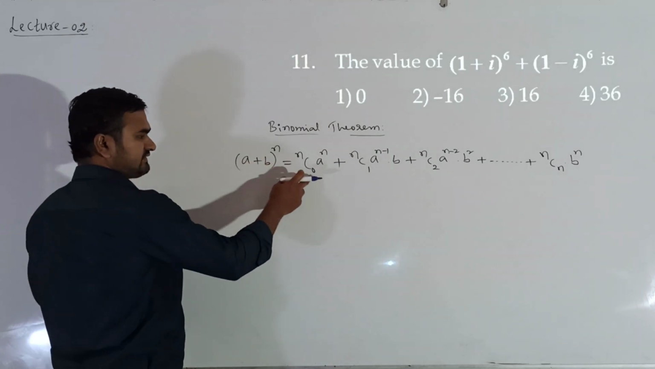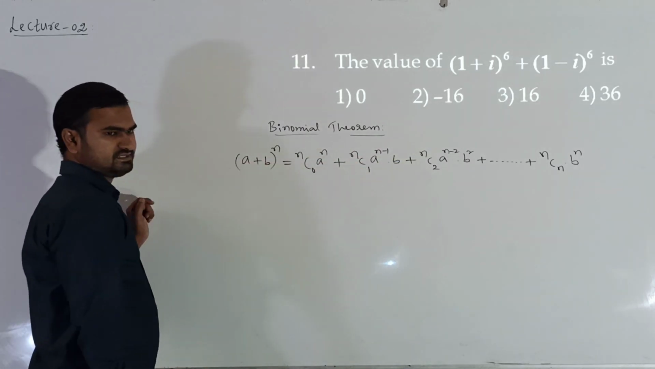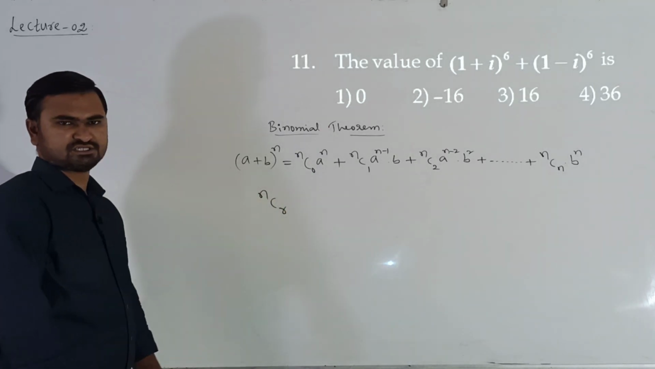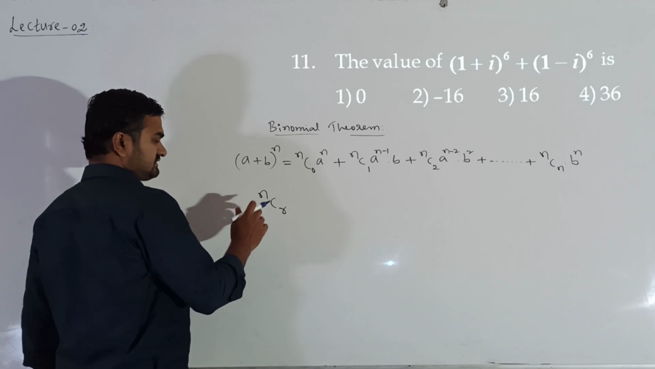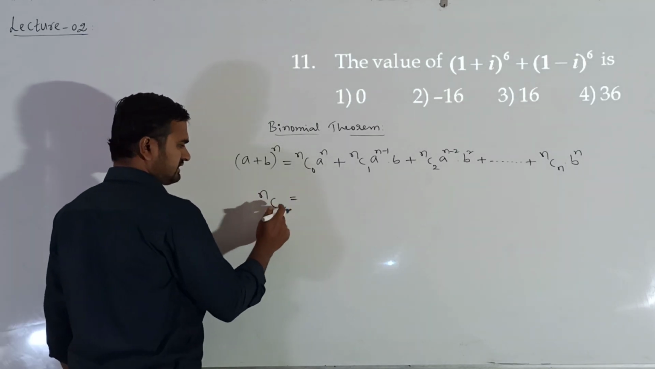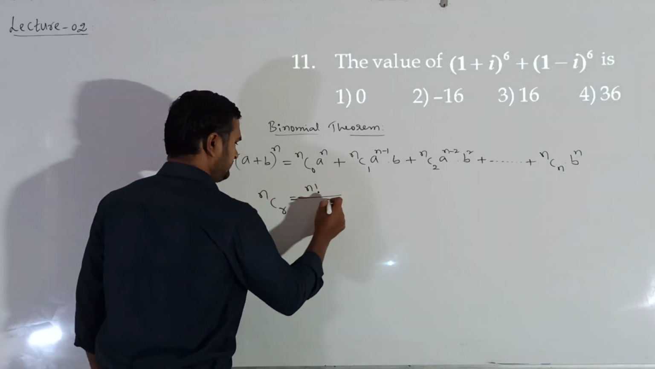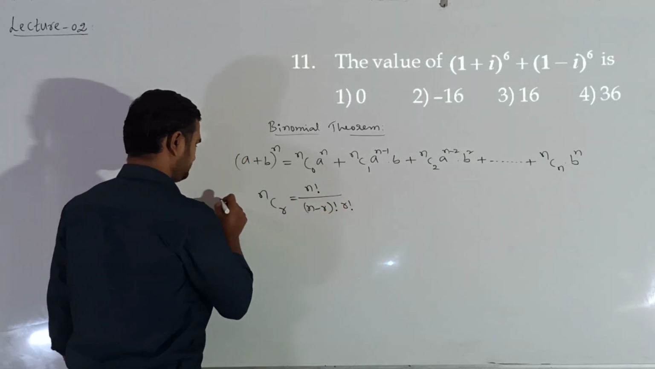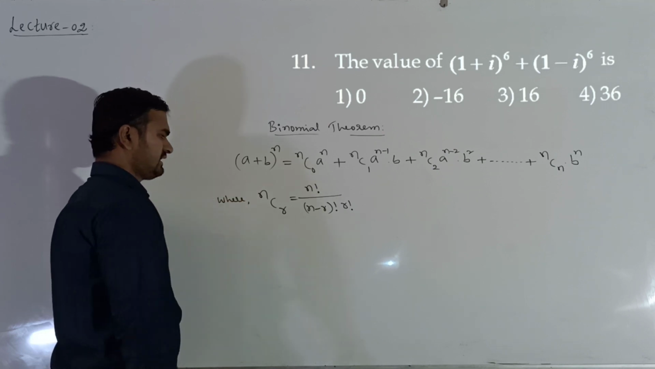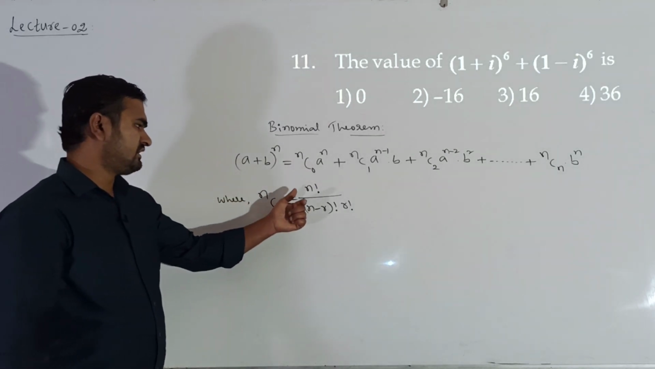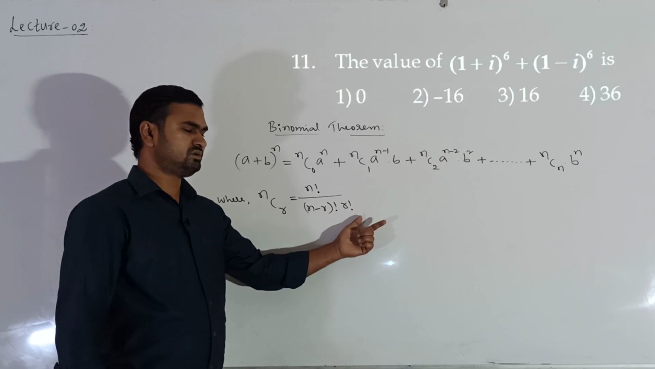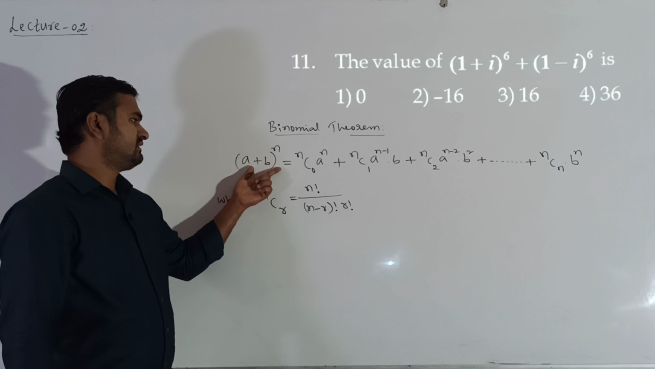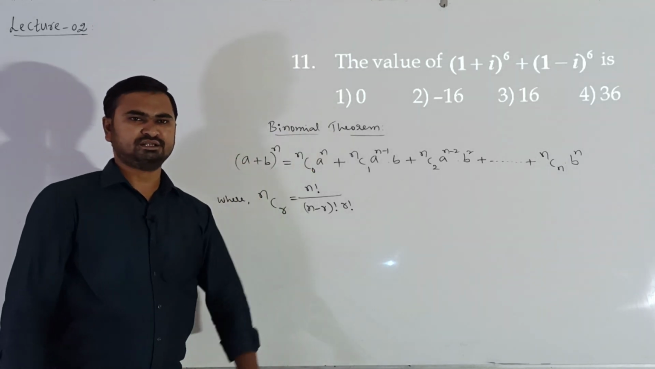And how do we evaluate the values nC0, nC1 up to nCn? Using the formula. Maybe in lower classes we studied nCr and nPr in terms of factorial notation. So nCr can be defined as n factorial divided by (n minus r) factorial into r factorial. Using this expansion we can find (a + b) to the power of any integer.